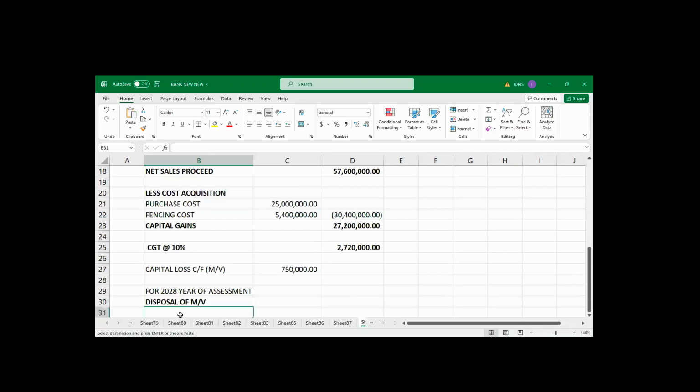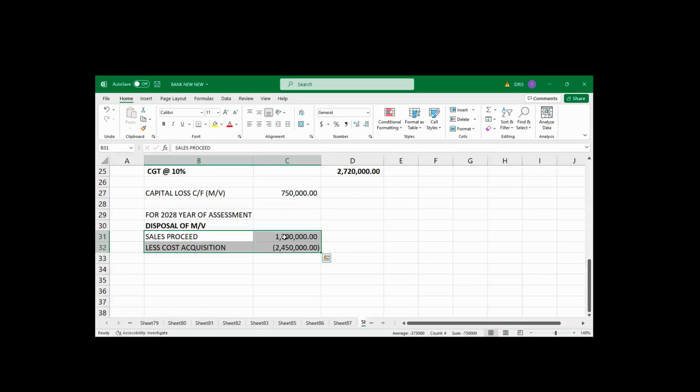I will share the question now. Sorry, let me just arrange myself. How much is the motor vehicle? Let me share the question.